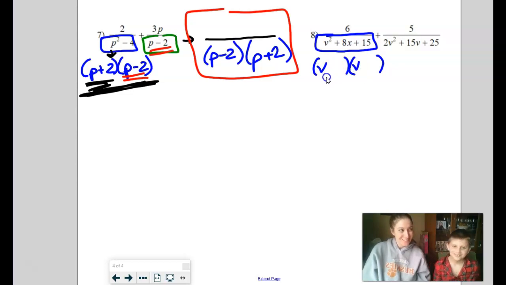Pressure. 15 is 5 times 3. Does that add up to 8 as well? You solved the puzzle. There you go. So v plus 5 and v plus 3.